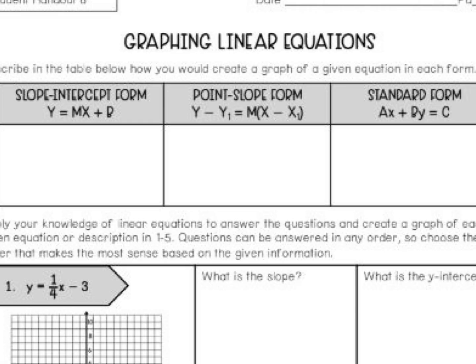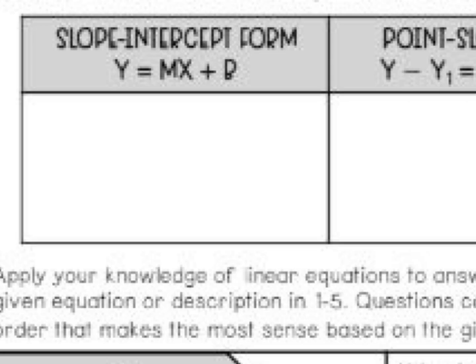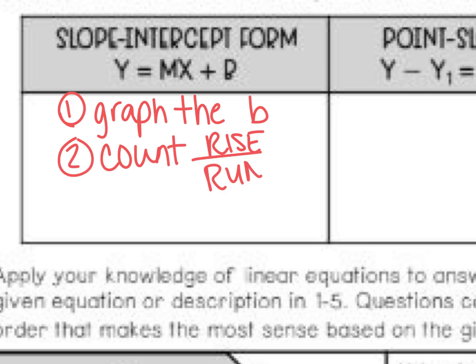So in the table, how would you create a graph of this equation? Okay, so if I gave you y equals mx plus b, how are we going to make a graph? Where do we start? If we're going to make a graph, are we starting at the m or the b? Graph the b. And then from the b, we're going to count our rise over run to get the next point, right?